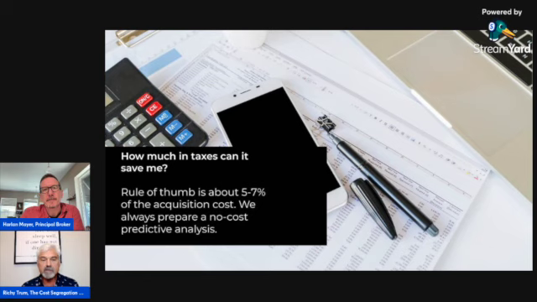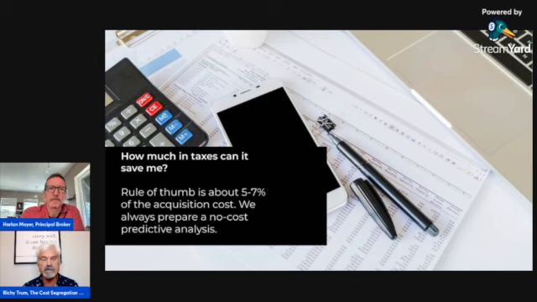I use a rule of thumb of 5 to 7% of the acquisition cost, and that is minus land. For example, if you pay $1 million for a duplex, a rule of thumb is about 20% for land allocation. That leaves us $800,000 in depreciable assets. You take that 800,000, multiply it by 5, and it gives you about 40,000. So a building like that would save you about $40,000 at the 37% tax bracket.